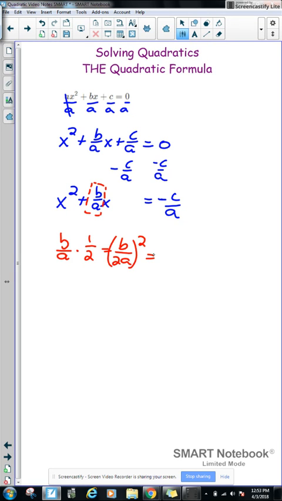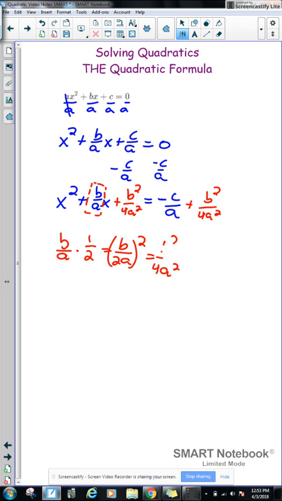And that's going to equal, you square the numerator, b times b is b squared. And the denominator you have to square. So to square the 2, that's 4. You square the a, that's just a squared. So this is your magic number. It's b squared over 4a squared. That is the value you add to both sides. B squared over 4a squared plus b squared over 4a squared.